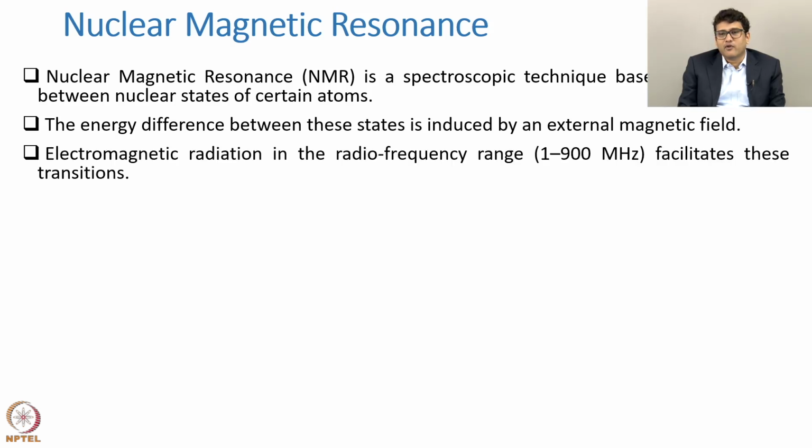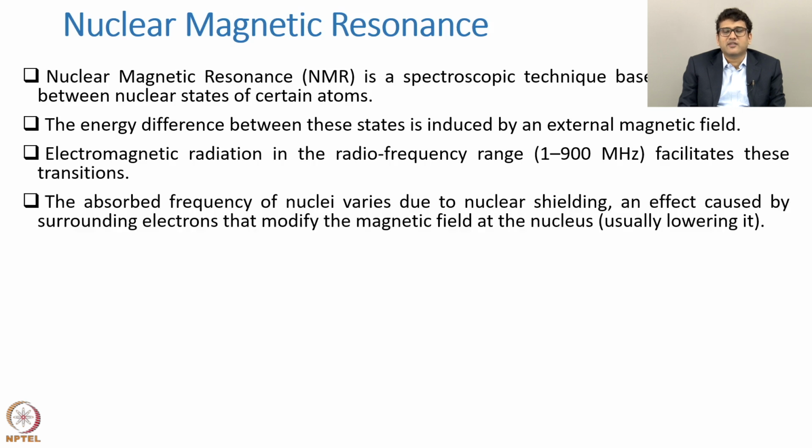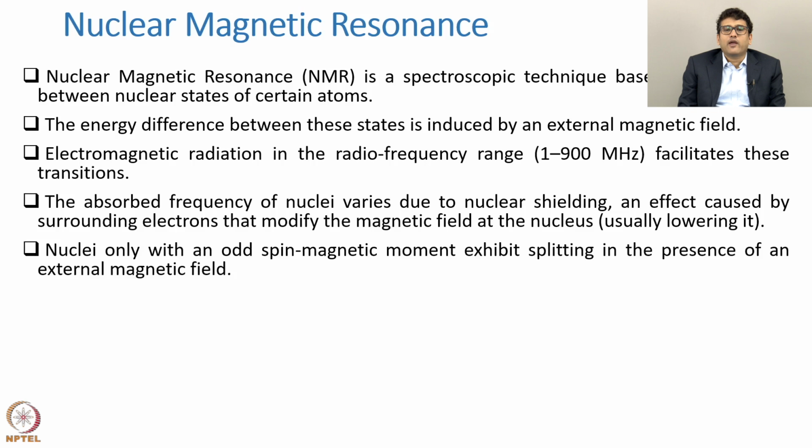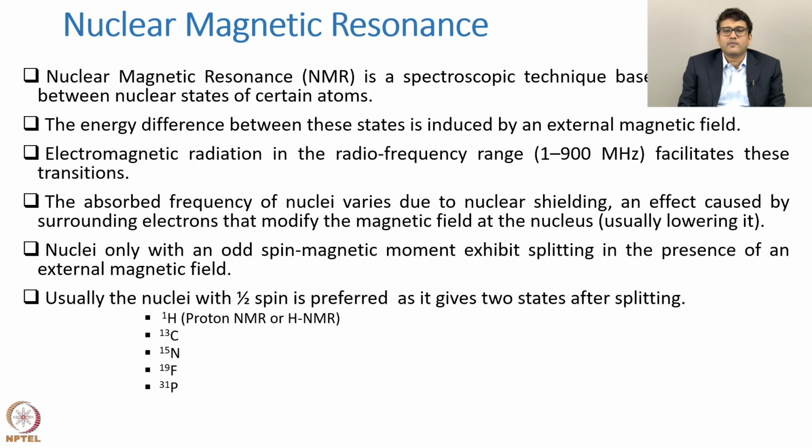Electromagnetic radiation in the radio frequency range facilitates these transitions, and the absorbed frequency of the nuclei varies due to the nuclear shielding, an effect caused by the surrounding electrons that modifies the magnetic field at the nucleus, usually lowering it. Nuclei only with an odd spin magnetic moment exhibit splitting in the presence of an external magnetic field. Usually nuclei with half spin are preferred as they give you two states after splitting.